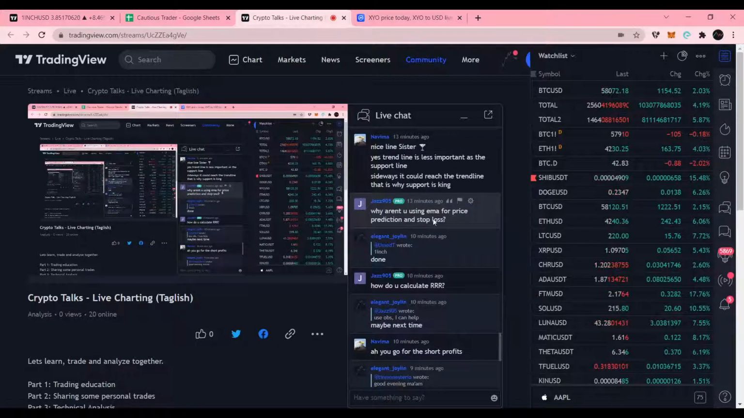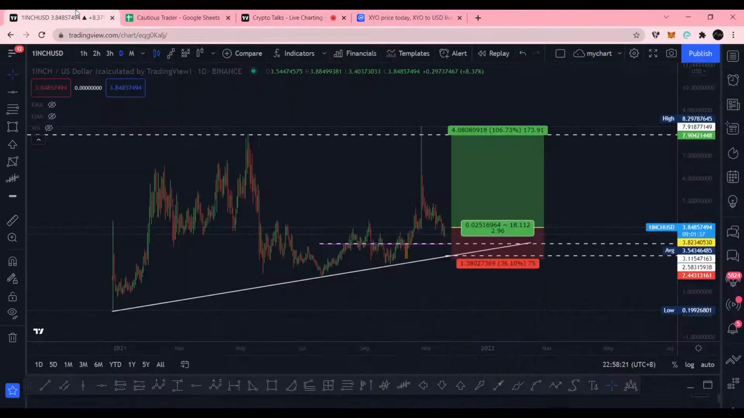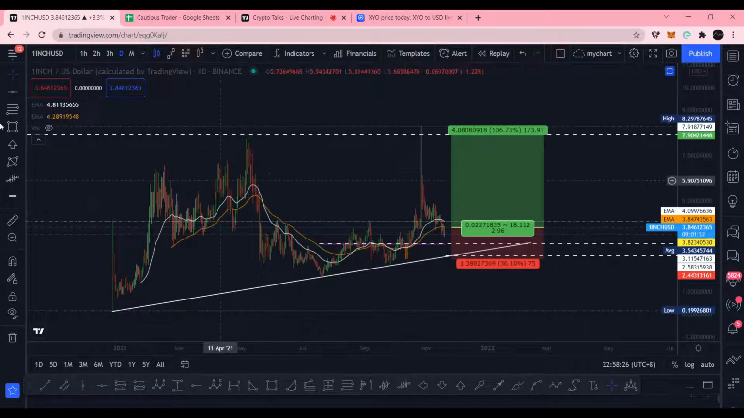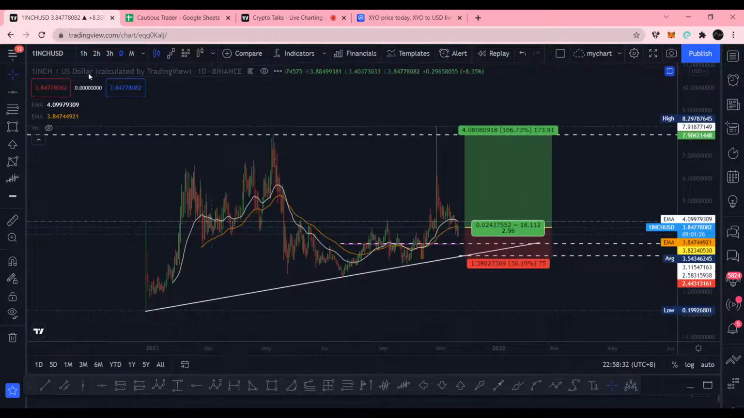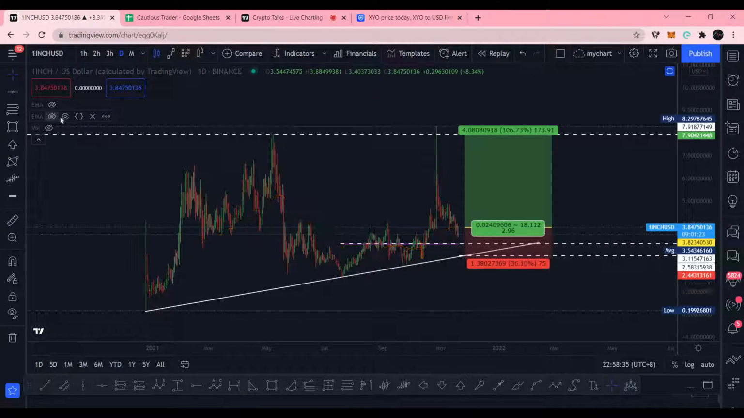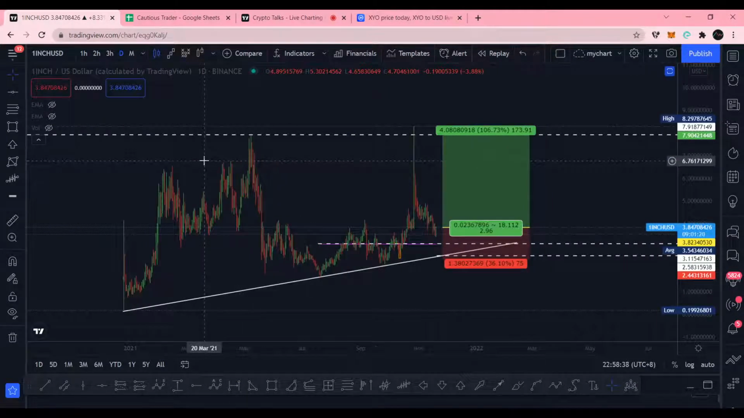Why are you using EMA for price prediction and stop loss? Oh, actually we can use that. But I'm trying to show you guys just the basic ones first. But you can actually use this one also as a possible support or resistance or even stop loss. But for EMAs, I'm using it more for a long-term target. I'm looking at the golden cross and the death cross.